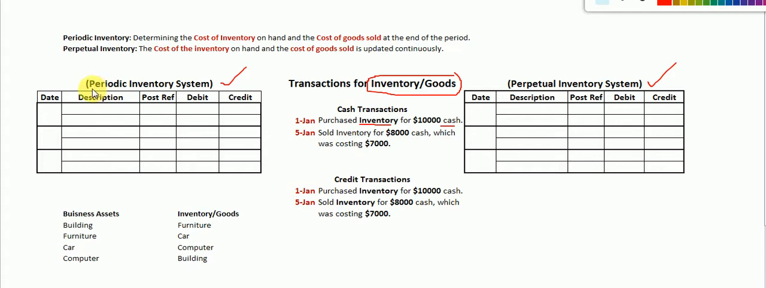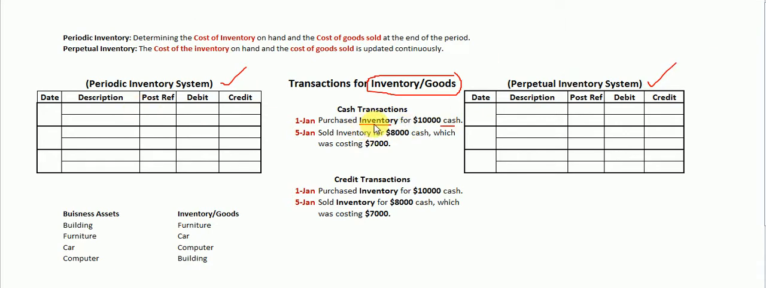If a business is using a periodic inventory system, you have to record it this way, which I'm explaining now. And if a business is using a perpetual inventory system, then you should record it in this method. There are little differences between both systems. First I'm coming to the periodic inventory system.